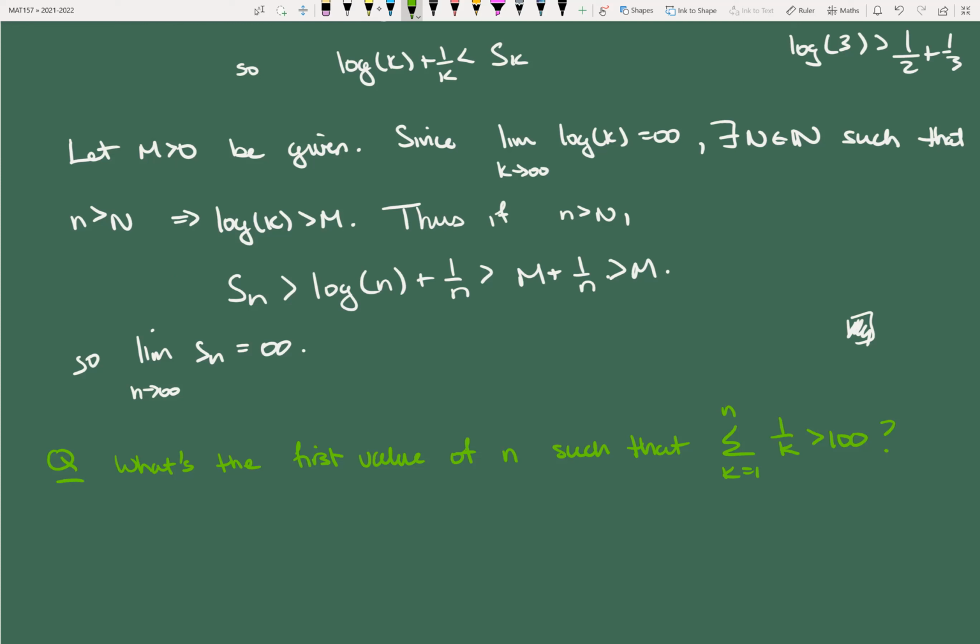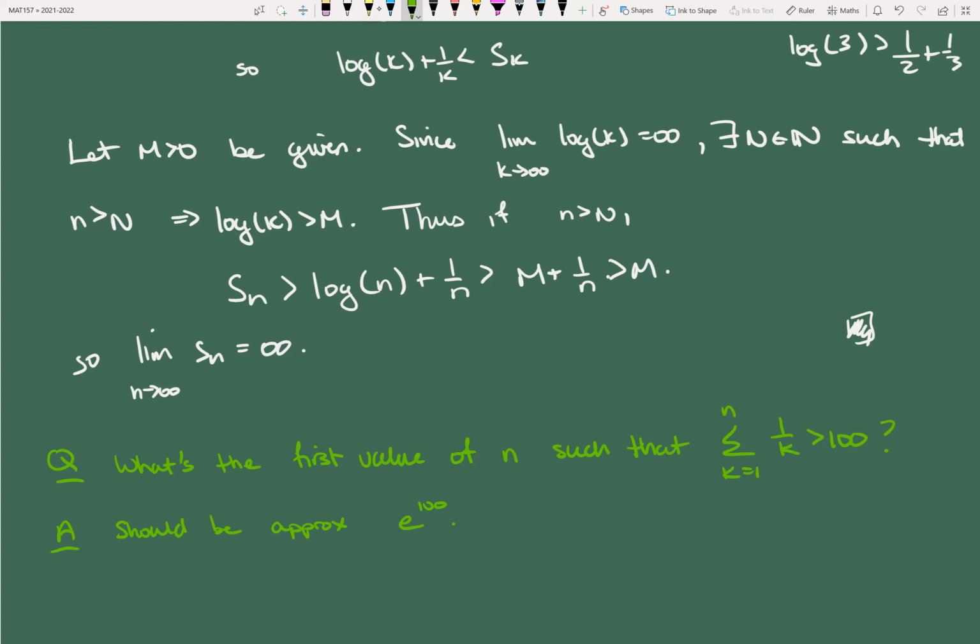So anyway, based off our approximation here, what would you guess the answer is? Look at what log is, right? Log is an approximation to the harmonic series. So what number do you roughly think this is true for? It should be about e to 100, right? That's a crazy number. E to the power of 100 is insanely big.